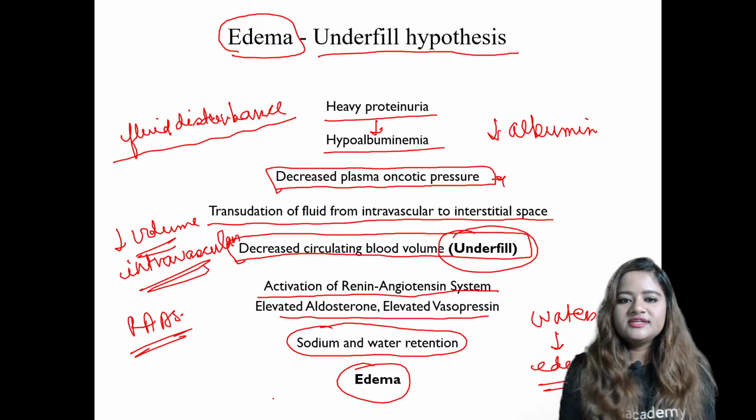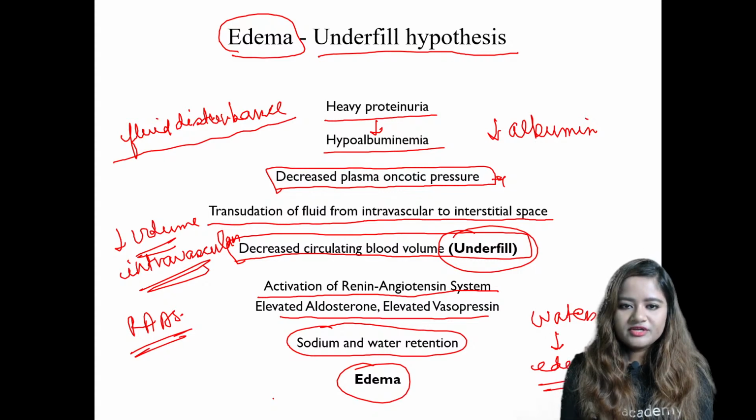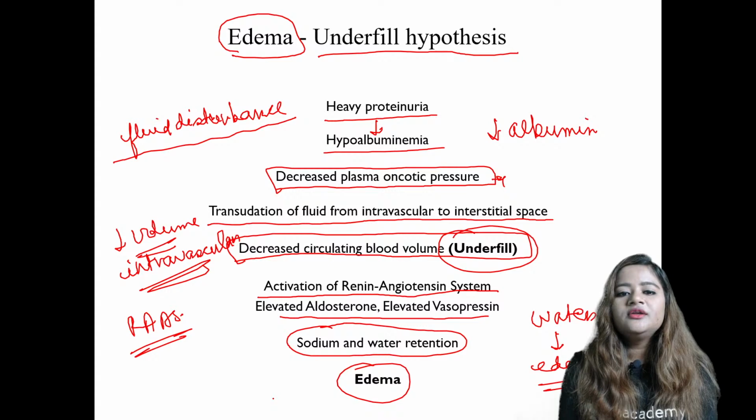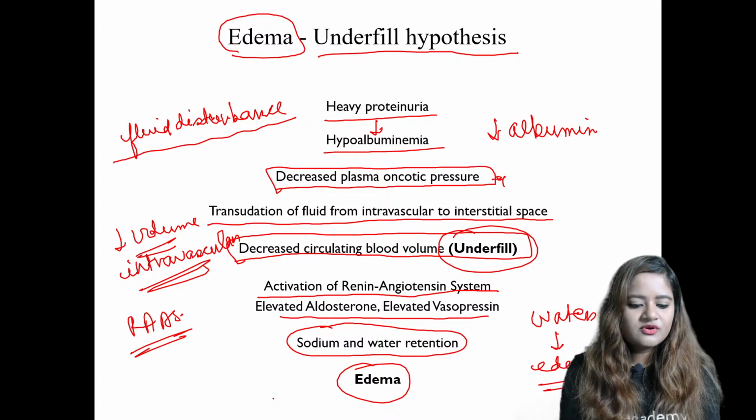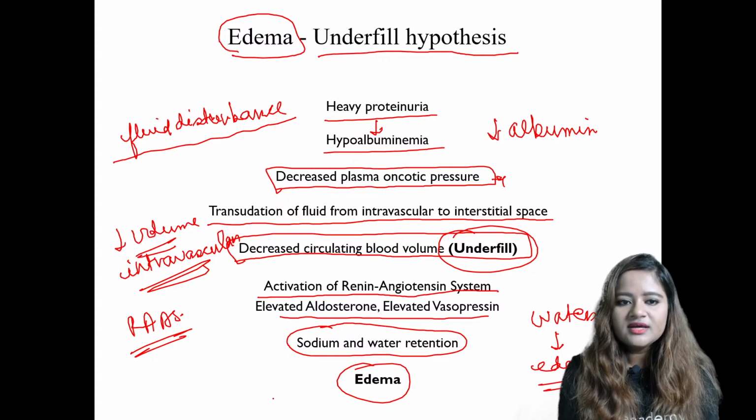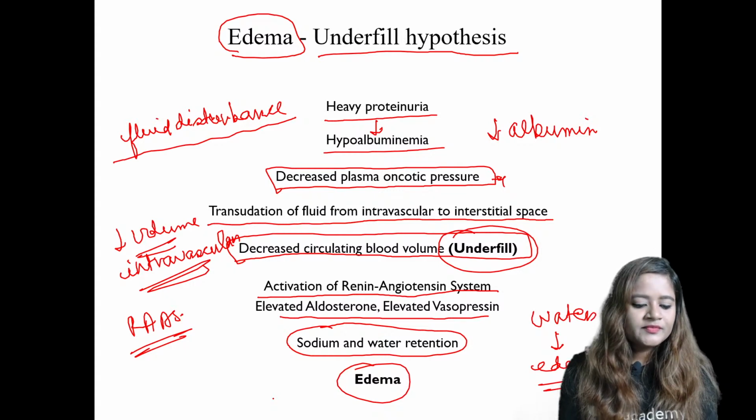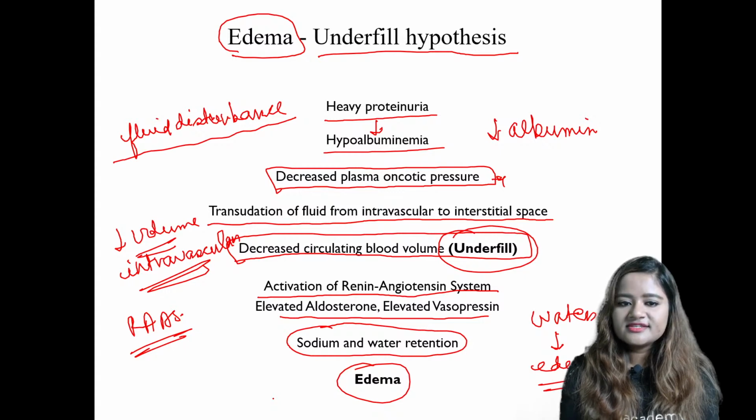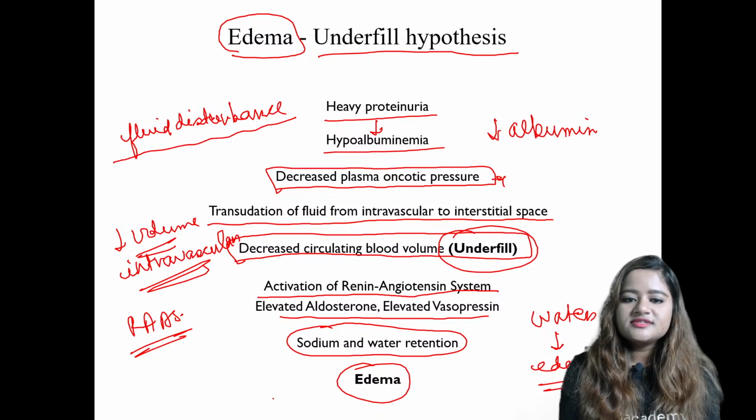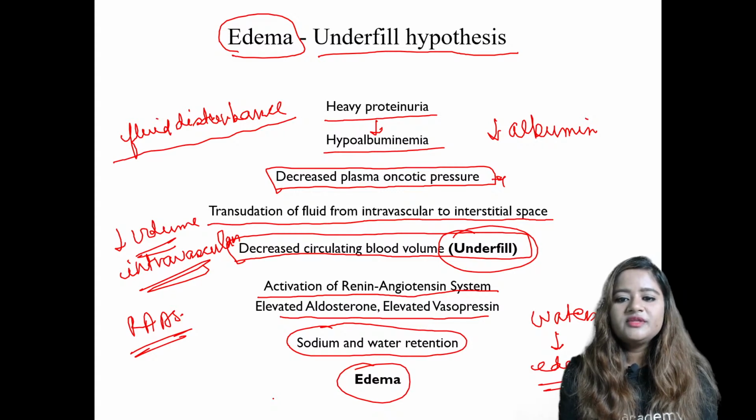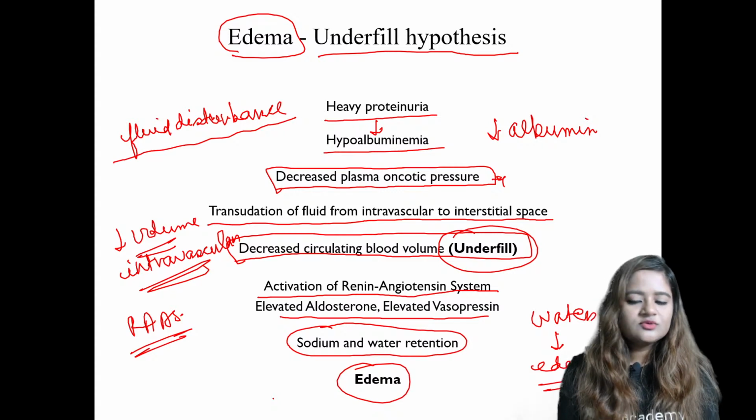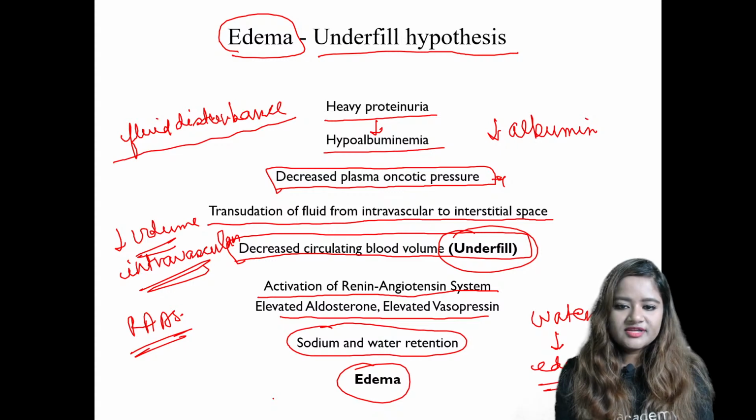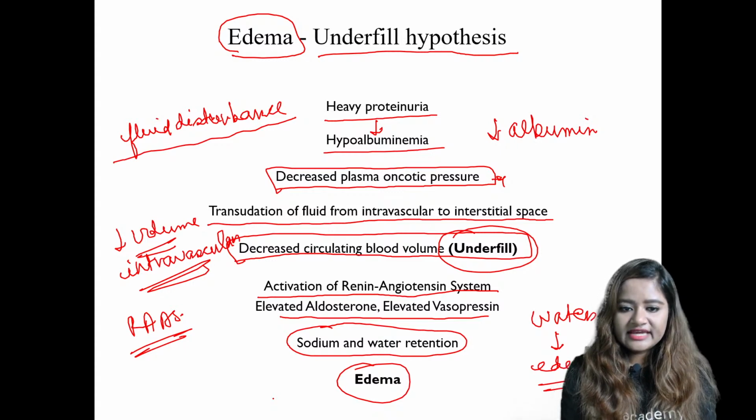So underfill hypothesis का मतलब क्या है? That there is heavy proteinuria, which was the cause due to effacement of the foot processes. Because of this, there was hypoalbuminemia. This decreased albumin had led to decreased plasma oncotic pressure. Because of the fall in the plasma oncotic pressure, there was disturbance in the intravascular volume, due to which the transudation of fluid had occurred from the intravascular part. So intravascular volume कम होने की वजह से इस hypothesis को हम underfill volume theory कहते हैं.